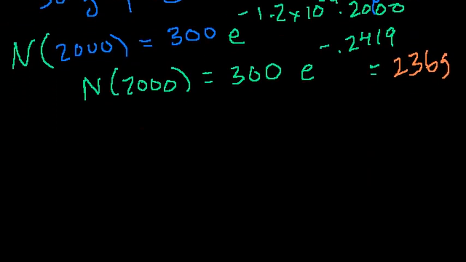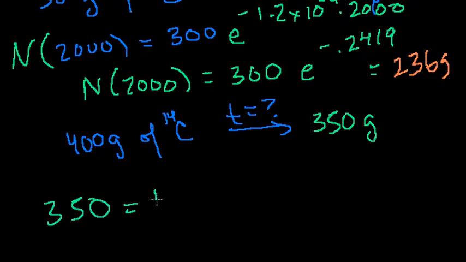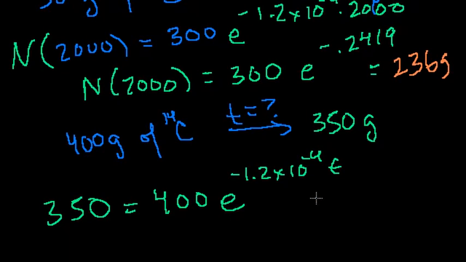Let's say I start off with 400 grams of C14, and I want to know how long it takes for me to get to 350 grams of C14. So you just say that 350 grams is how much I'm ending up with. It's equal to the amount that I started off with, 400 grams, times e to the minus k, that's minus 1.2 times 10 to the minus 4, times time. And now we solve for time.